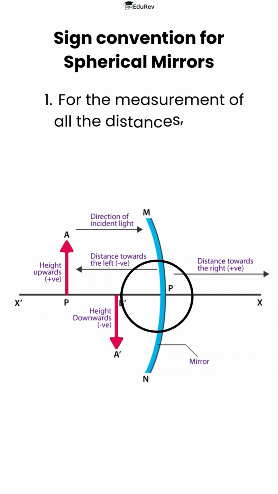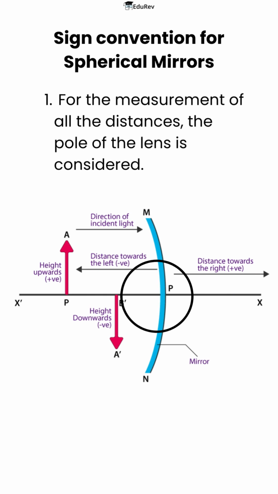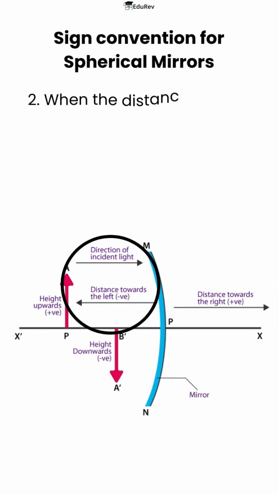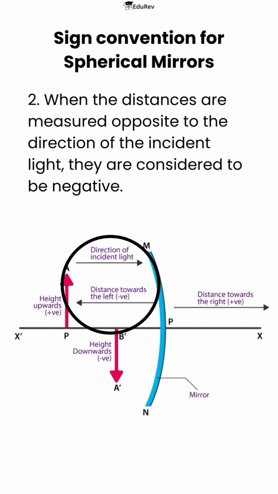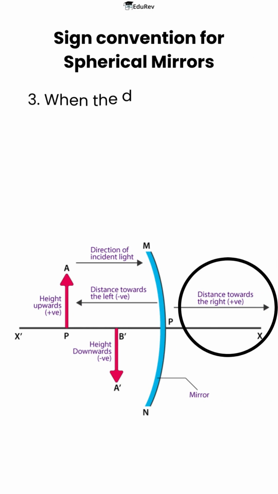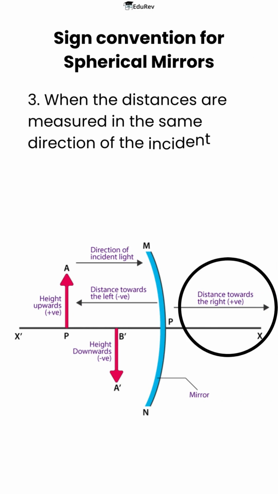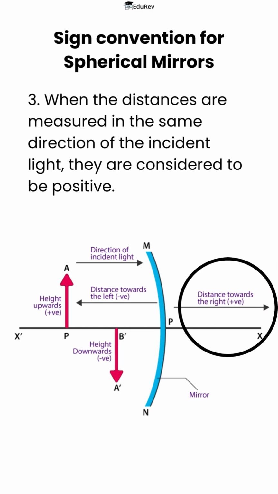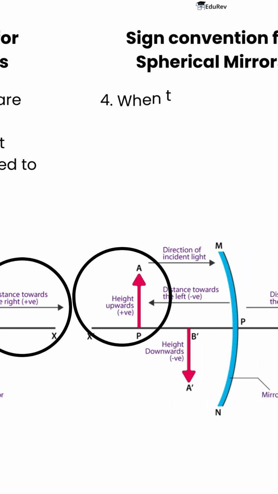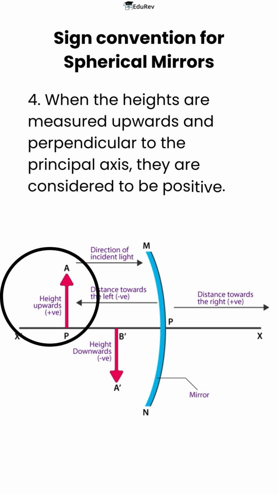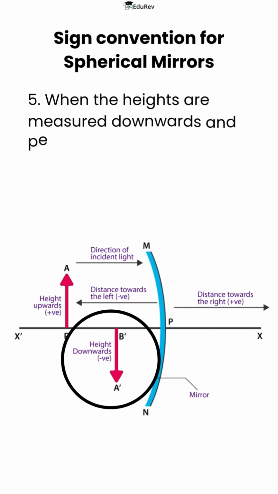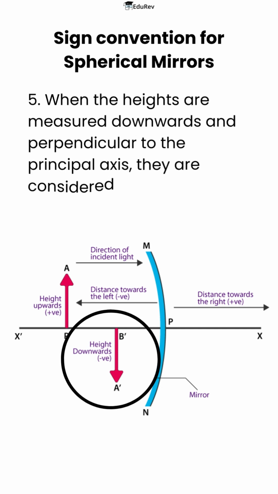For the measurement of all the distances, the pole of the mirror is considered. When the distances are measured opposite to the direction of the incident light, they are considered to be negative. When the distances are measured in the same direction as the incident light, they are considered to be positive. When the heights are measured upwards and perpendicular to the principal axis, they are considered to be positive. When the heights are measured downwards and perpendicular to the principal axis, they are considered to be negative.